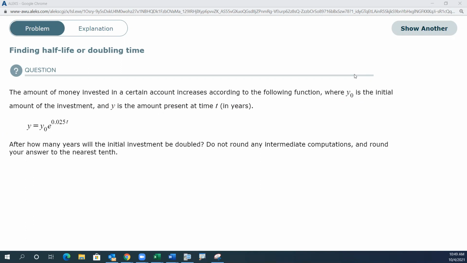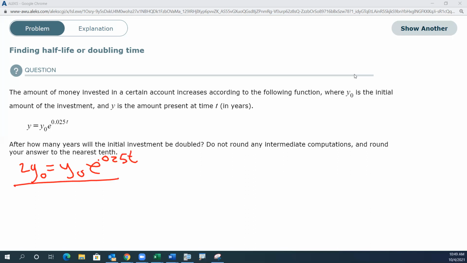Okay, so it doesn't tell you how much you start with. So you can pick whatever you want. You can say, well, I'm going to start with $1 million. But you don't have to. You're getting the same answer either way. You could just say, I'm going to start with y sub 0, and that's fine. So if that amount doubles, then it becomes 2 times y sub 0. There, our money is doubled from whatever it was.